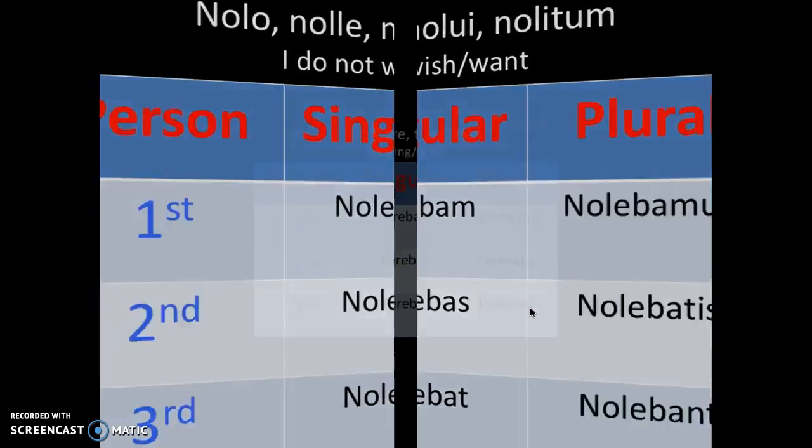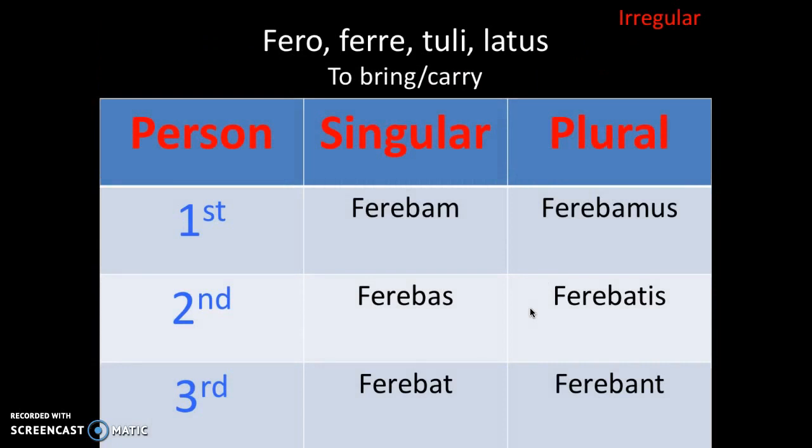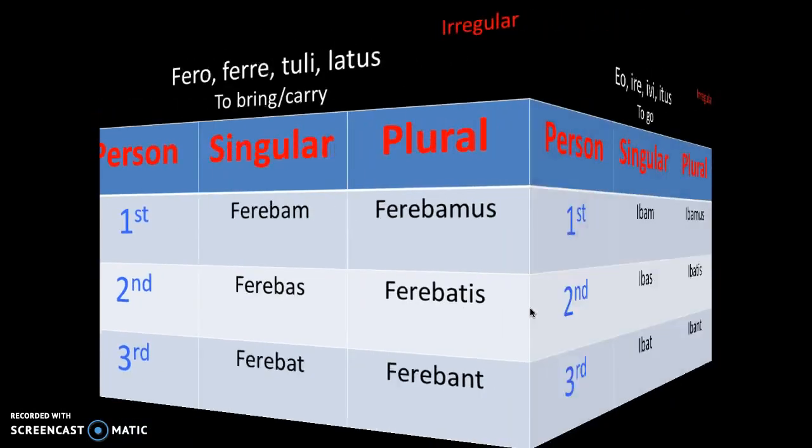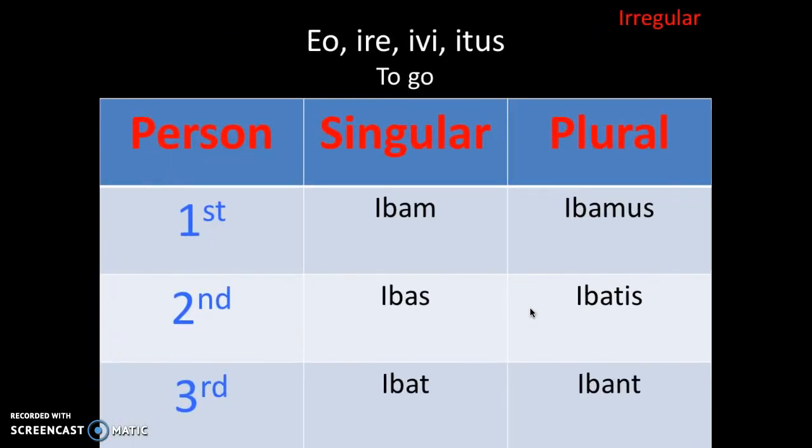Now let's look at another irregular verb, in this case fero, ferre, tuli, latus, which means to bring or carry. And it goes like ferebam, ferebas, ferebat, ferebamus, ferebatis, ferebant. Now let's take another irregular verb, eo, ire, ivi, itus, which means to go. And it goes like ibam, ibas, ibat, ibamus, ibatis, ibant.